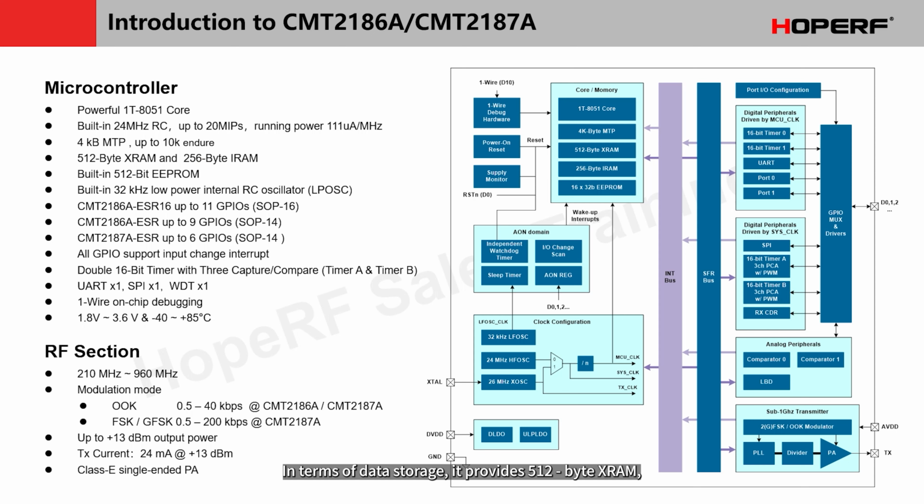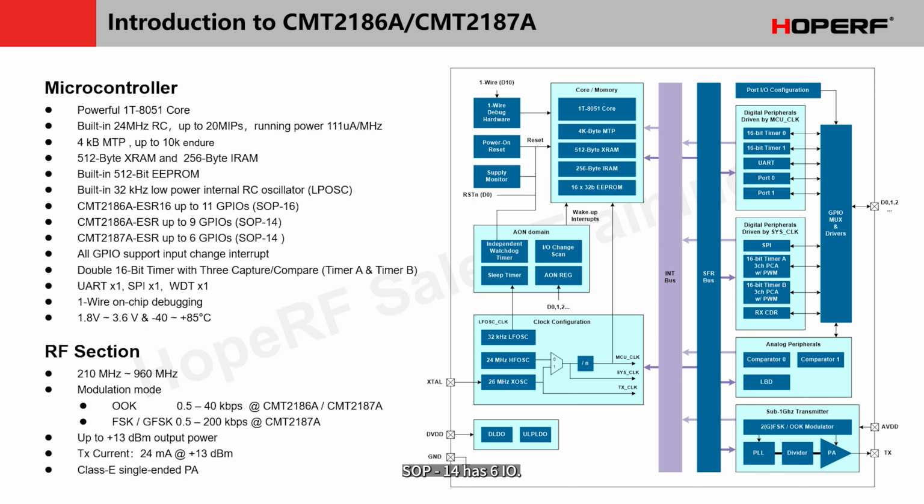In terms of data storage, it provides 512-byte XRAM and 256-byte internal IRAM. The chip also integrates a 512-bit EEPROM. And it also supports a 32 kHz low-speed RC oscillator internally for low power timing. The two chips have 3 packages. Among them, 2186A has 2 packages, SOP14 and SOP16. So the 2 packages have different I/O. CMT2187A has only 1 package.